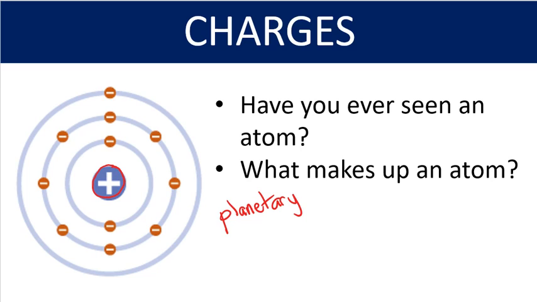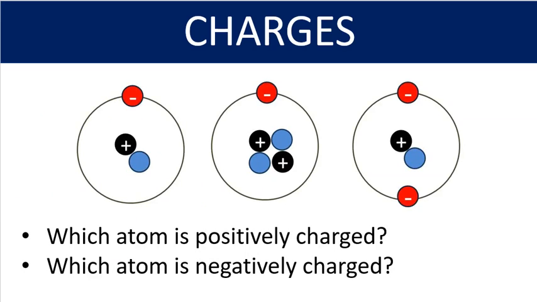Let's have a look at three atoms. Which atom here is positively charged? If you answered the atom in the center, you're correct. Because I have two positive charges, and I have one negative charge. So the net charge is +2 minus 1. That gives me a net charge of +1.